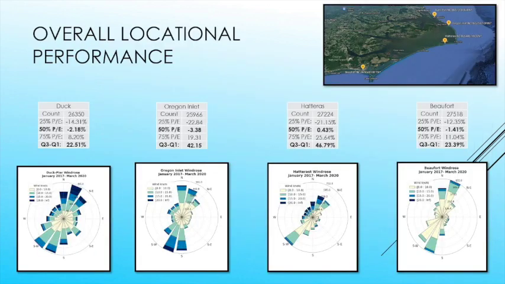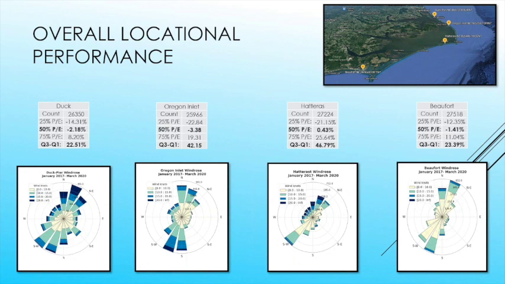So overall locational performance, you can see, and this was essentially an ensemble of all three models per each location to get a gauge of, do the models have a better handle at one spot versus the other? Duck and Beaufort came in with an IQR in the low 20s compared to Oregon Inlet and Hatteras, which were in the mid to upper 40s. So I would say the models have a better handle with Duck and Beaufort compared to Oregon Inlet and Hatteras.